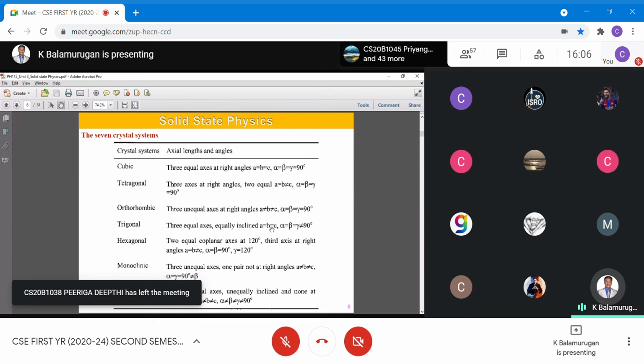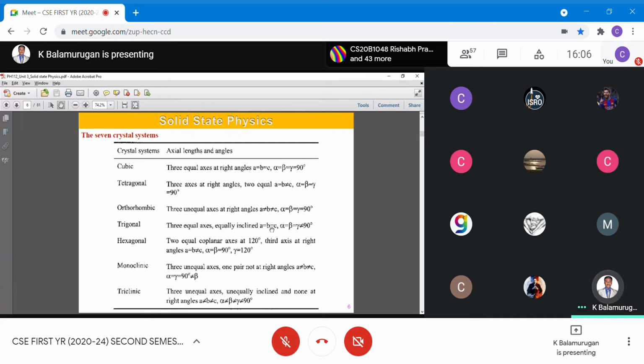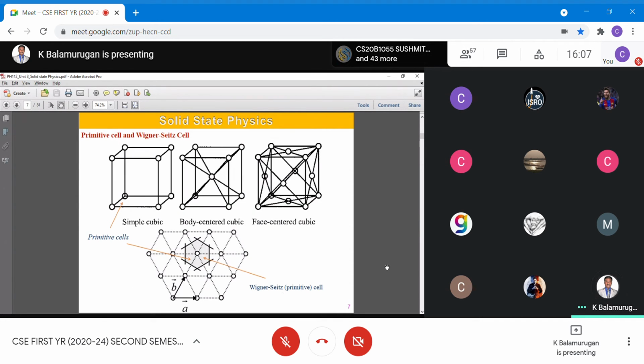Next one is if a equal to b but not equal to c. c can be less than a or b, or it can be greater than that, but still the angles alpha, beta, gamma are all equal to 90 degrees, then it's called tetragonal structure. Likewise, we can read when I send the slide how the things differ. This is not very important for you, but you have to have basic knowledge about the crystal structure.